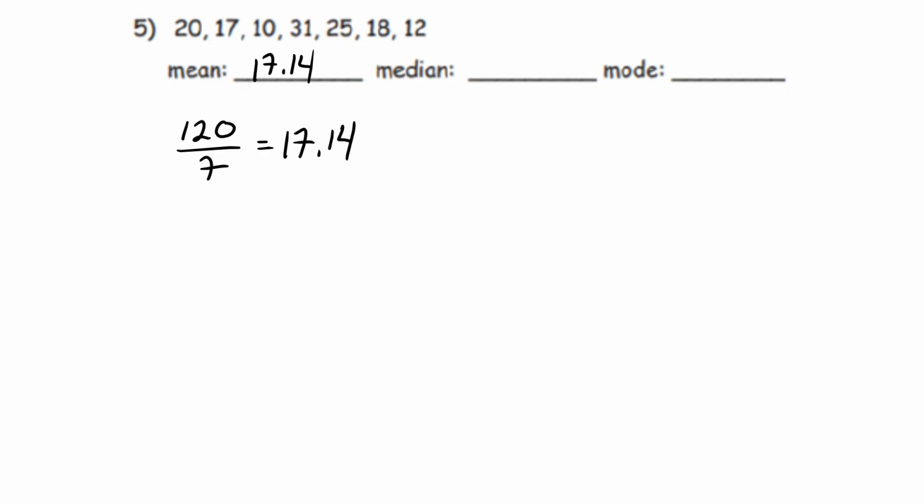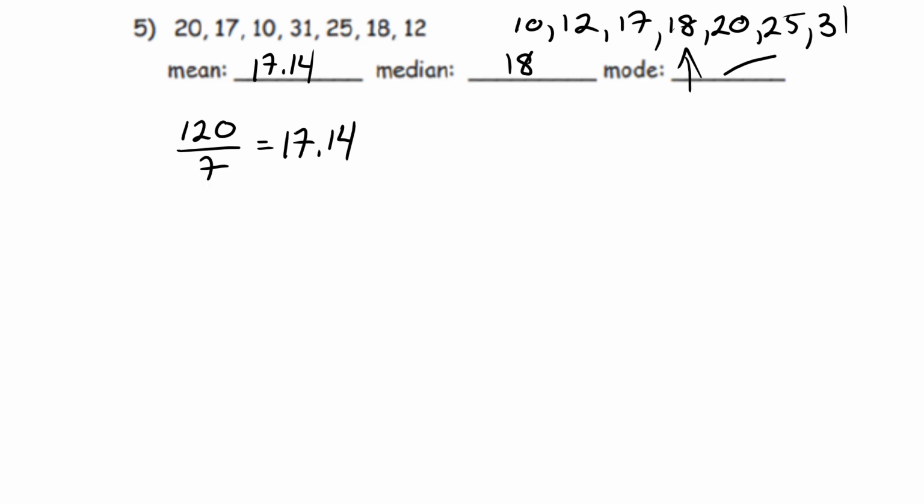Our median, we've got to put them all in order first of all. We've got 10, 12, 17, 18, 20, 25, and 31. And the median is the point right in the middle, which is 18. In our case of mode, again, we do not have a mode.